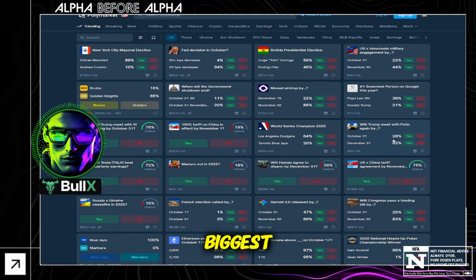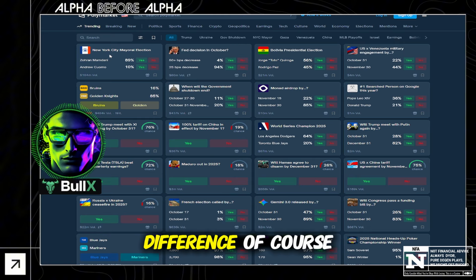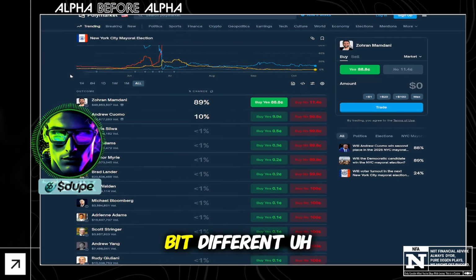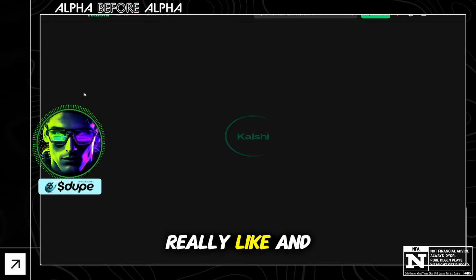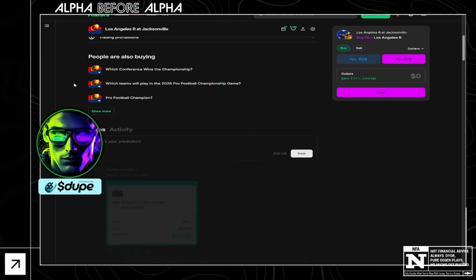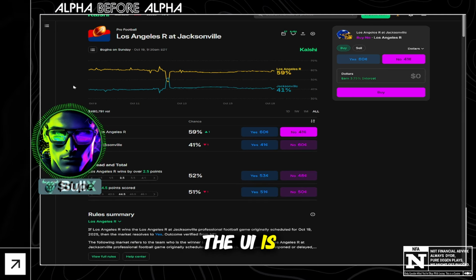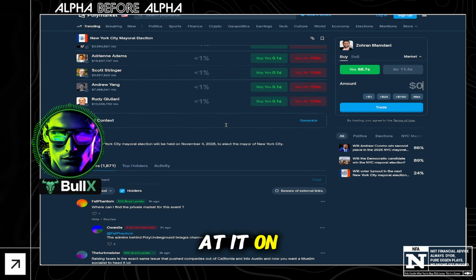So that's the biggest difference when it comes to the three major platforms. The other biggest difference, of course, is the UI. If I click on this one, you're going to notice that the UI is a little bit different, and it has a nice little comment section, which I really like. And on this one, you're going to notice the same thing, the same comment section, it's just that the UI is a little bit different than if you look at it on this side of things.